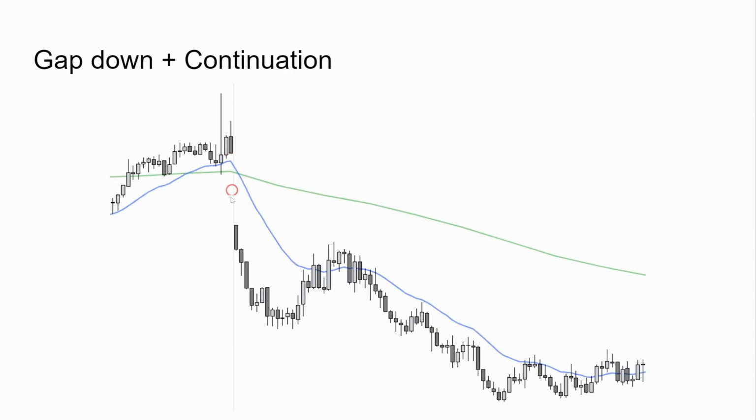Here's a gap down plus continuation. Bears get a good gap down through the EMA with follow through, and then it ended up becoming a pullback, and they traded lower. They were unable to get multiple closes above the EMA.